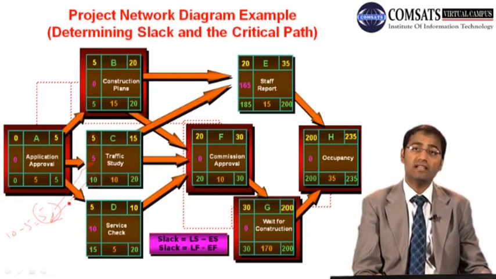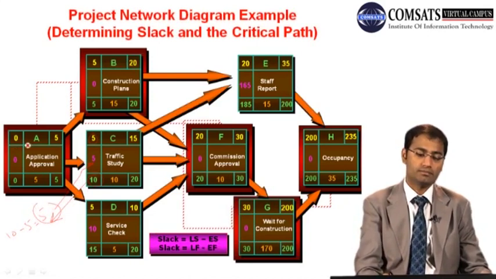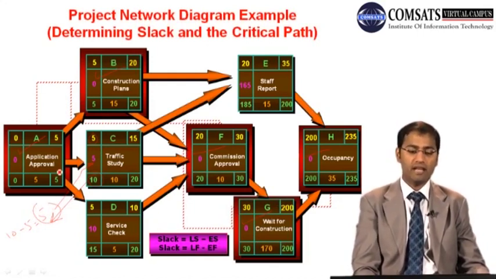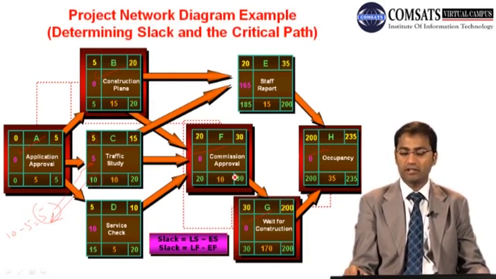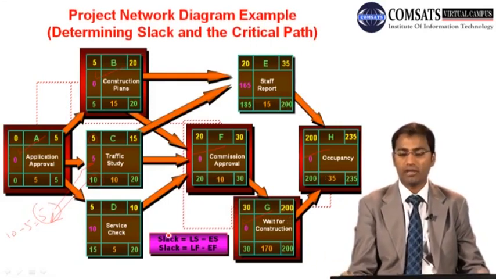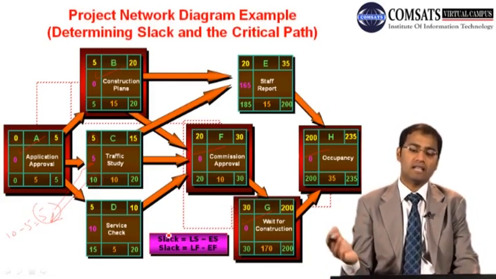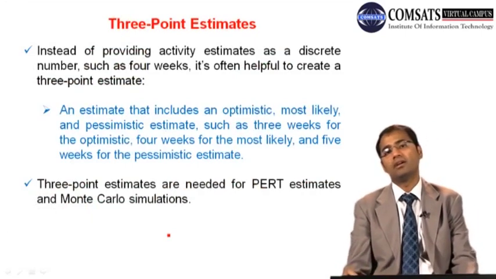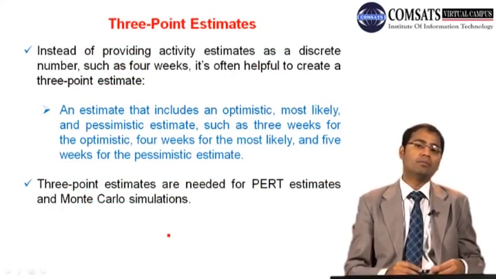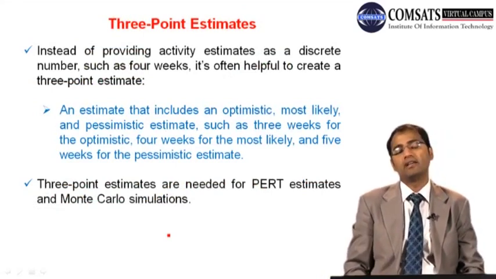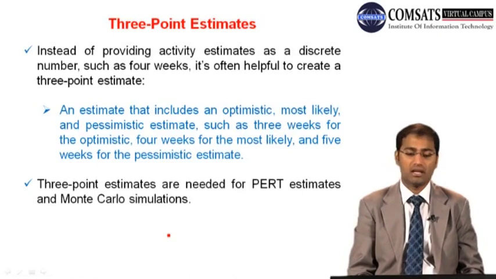Now the activities with the zero float are on critical path, right? So for that very example, A, B, F, G, H are on critical path, and the duration of your project is 235. So in this fashion we can complete our example of CPM. Now moving towards a more complex situation where you cannot actually identify the duration of activities with such confidence.